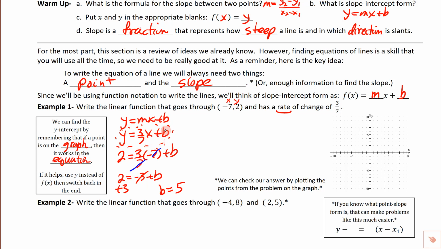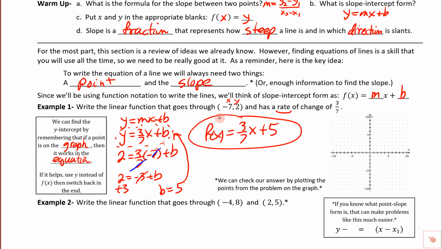We know what the slope is, we just don't know what the y-intercept is. So we're going to come back here, we're going to put it in there, and I'm going to write 3/7 x plus 5. And then again, instead of writing a y right here, I'm going to go ahead and write f of x because we are using function notation here. So this is what I'm going to write.